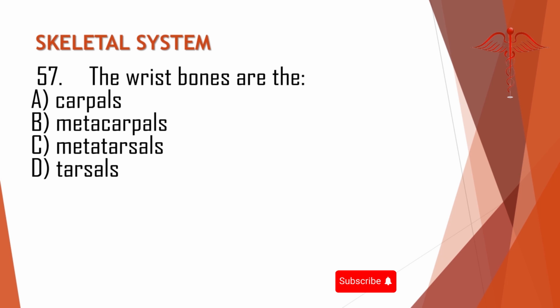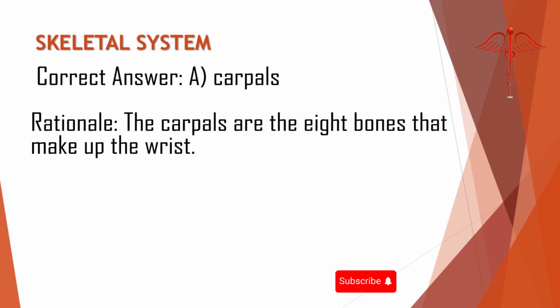57. The wrist bones are the A. Carpals. B. Metacarpals. C. Metatarsals. D. Tarsals. Correct answer, A. Carpals. Rationale: the carpals are the 8 bones that make up the wrist.